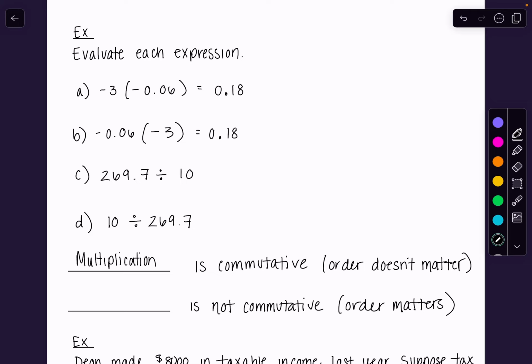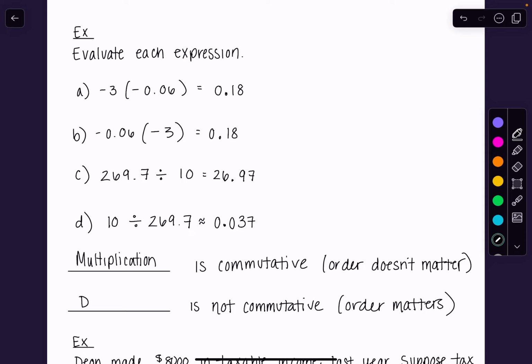However, for division, we're going to see the exact opposite. If you take 269.7 and divide it by 10, this is going to give you 26.97. But now if you switch the order and do 10 divided by 26.97, you're going to get a really small decimal, and we're not going to be able to write it all out. So I'm going to round to 3 decimal places. This is about 0.037.